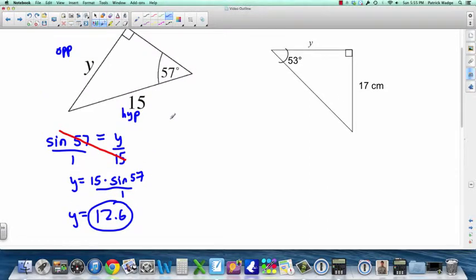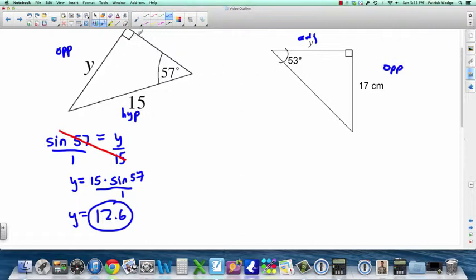Okay, the next one, I think you need to add in some of these numbers. They're not on your sheet. So you have 53 degrees here and 17 centimeters there. So again, it's a right angle, so I can use sine, cos, and tan. I look from this angle this time. What's this side? That's opposite again. What's the y that we want to find out? That's the adjacent.